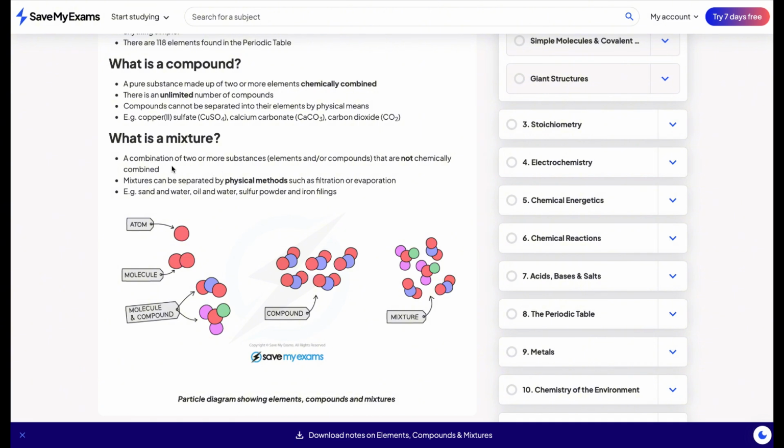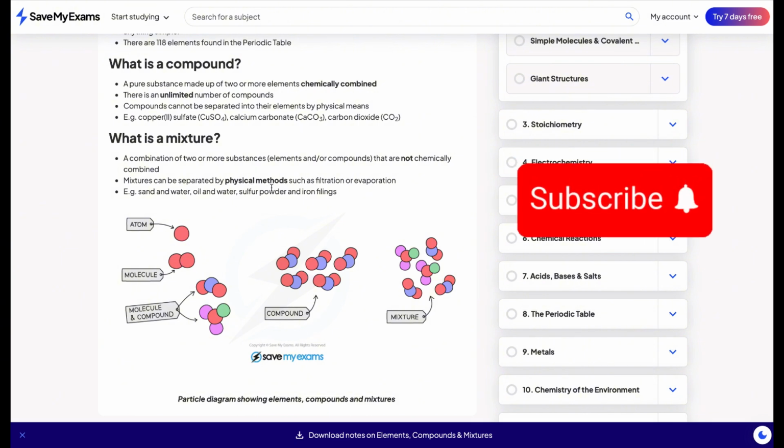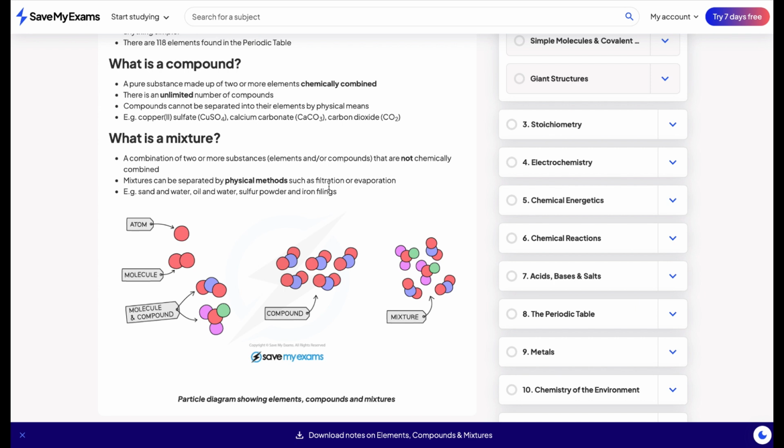So we say the mixture can be separated by physical method. Why are we able to separate a mixture by physical method? Because we can join them by physical method. One of the physical methods of separating a mixture is filtration, evaporation, even boiling. Sand and water: if you join sand and water, you can filter the water that mixed with the sand, using a filter paper and a filter funnel.